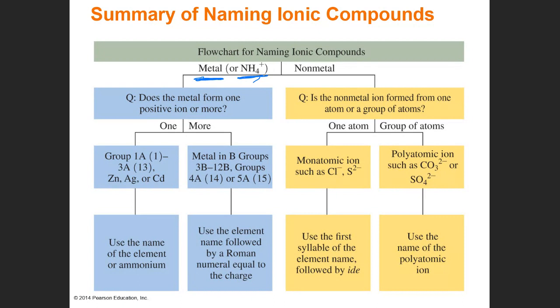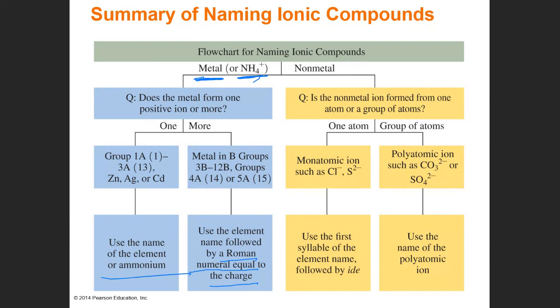Now, if it's a metal, does it form more than one positive ion? Look at the periodic table: if it's near the bottom of group 5 or in the transition metal range, you need to double check to see if it can form more than one positive ion. If it can form more, we're going to use the name of the element followed by a Roman numeral, which indicates the charge. Otherwise, we just use the name of the element.